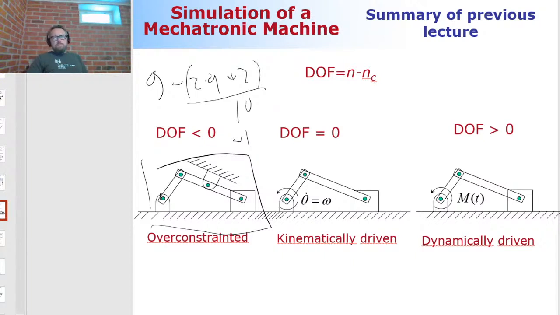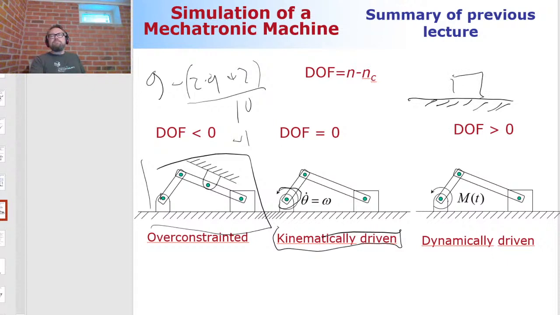It can be equal to 1. And when it is equal to 1, due to this kind of motion constraint that imposes the motion, you can solve this kinematic driven system by using kinematic analysis. And that's how it goes. And when the number of degrees of freedom is 1 or more, we say that that's a dynamic system.